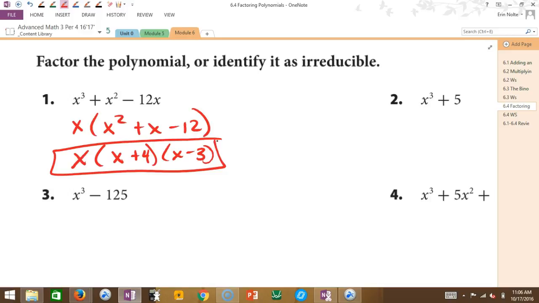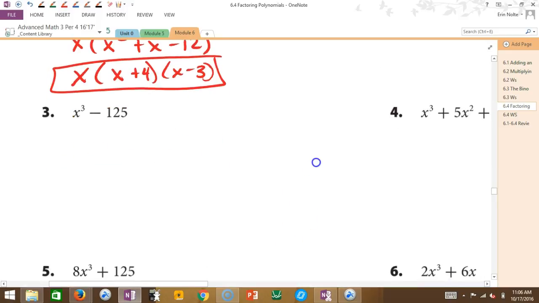Factoring. Okay, I'm going to do number 3 next. On question number 3, which scenario do you think it is? Difference of cubes. We got cube numbers. Did everybody recognize 125 right away? Okay, 125 is a perfect cube number, so I should automatically be thinking cubed.